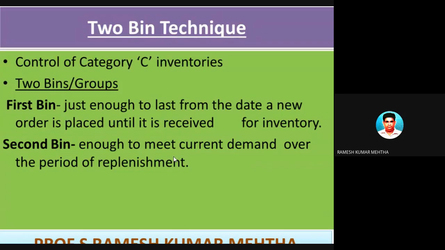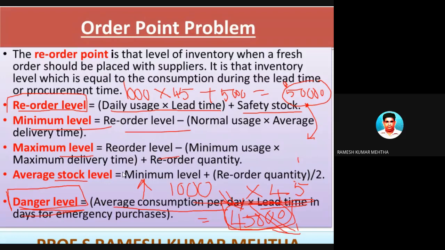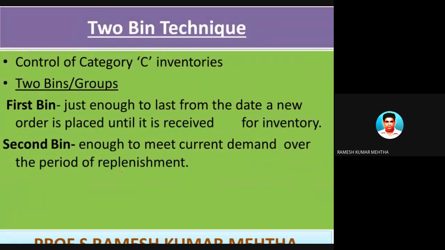Next one is the two bin technique. This technique revolves around the concept of lead time, and it is also about danger level and reorder point. What do you mean by two bin technique? It is control of category C inventories. I told you about the ABC technique and what the C category is: high quantity, but low price, low value.